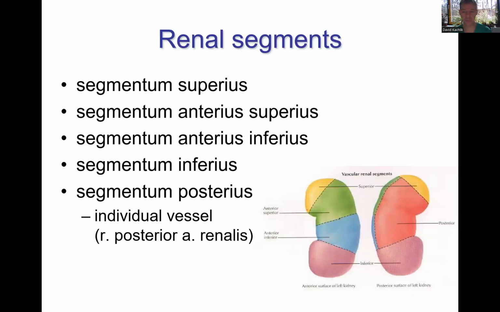So when I come back here, you can see a posterior segment from the posterior aspect, which is supplied by the posterior branch of the renal artery. And then we have 4 segments. 2 of them are visible from both aspects. So we have the superior and inferior segment. And from the anterior aspect, we can see the anterior superior segment and the anterior inferior segment. So 5 renal segments.